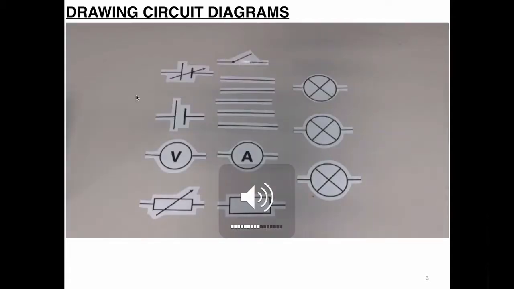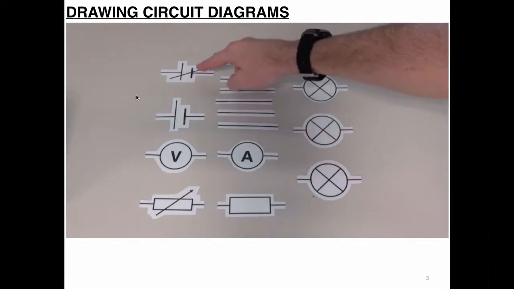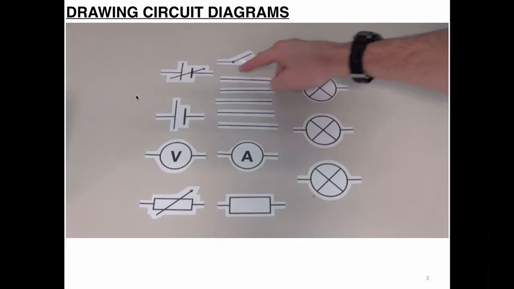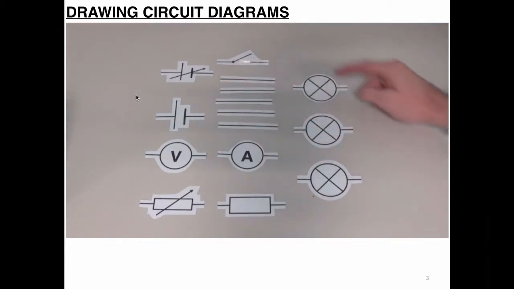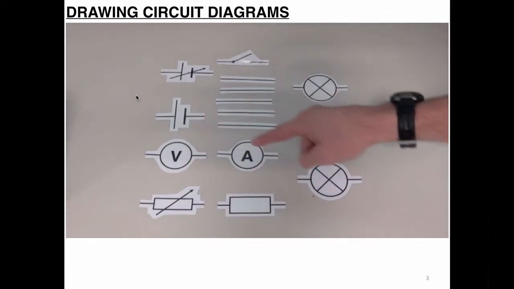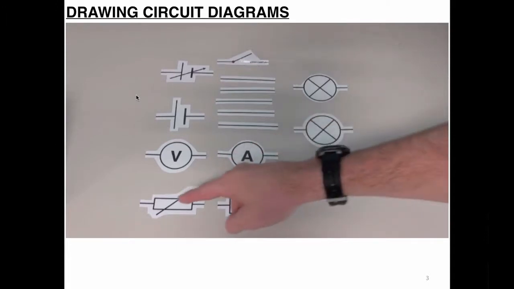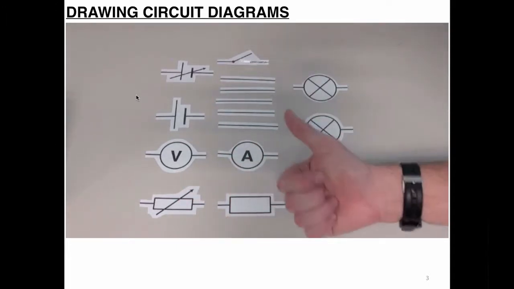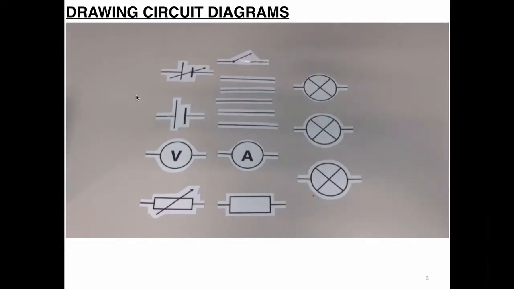So what I've done in your pack is produce some cards. When you cut these cards out, you get various things like variable power pack, battery, switch, some wires, light bulbs. You can have voltmeter, ammeter, variable resistor, and normal resistor. And putting these together, we can make our circuits. So let's start drawing a circuit.